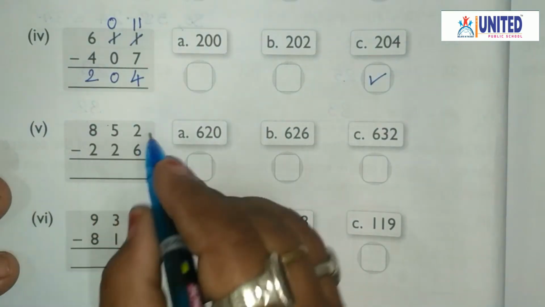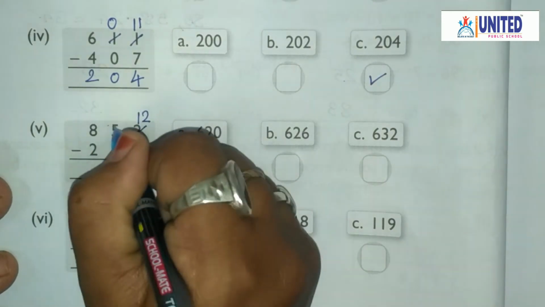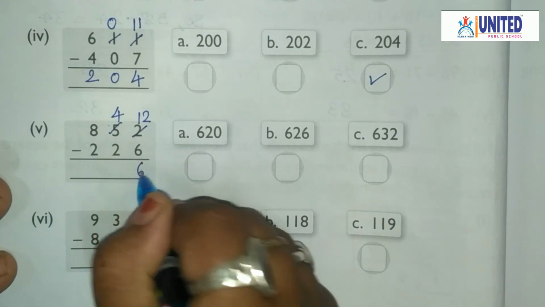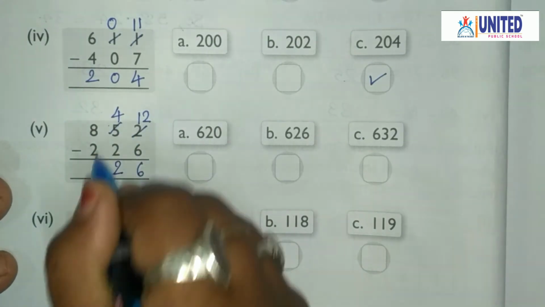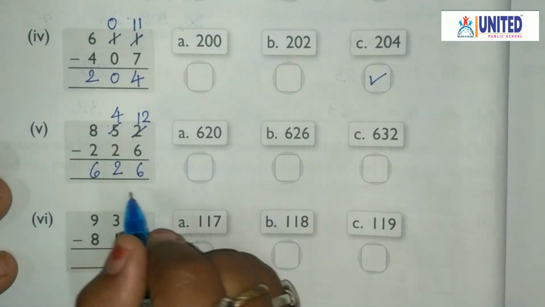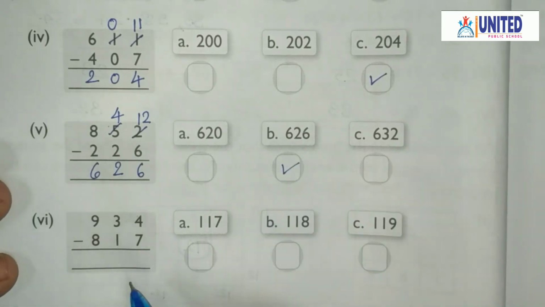Now number 5. 2 minus 6 is not possible. So we take the borrow from the tens column. So here 4 remains. Now 12 minus 6 is 6. 4 minus 2 is 2. 8 minus 2 is 6. So what is the answer? 626. So which is in the options? In B. So tick in the B option.